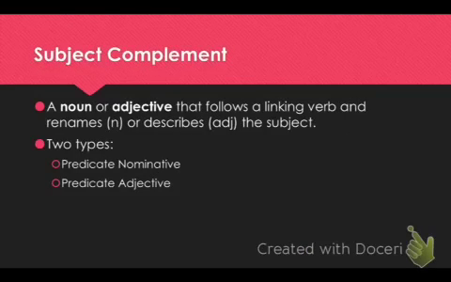A subject complement is a noun or adjective that follows a linking verb and renames the subject if it's a noun or describes the subject if it's an adjective. There are two types of subject complements: predicate nominative and predicate adjective. I'm going to go into more detail about both of these types of subject complements in the last two slides.